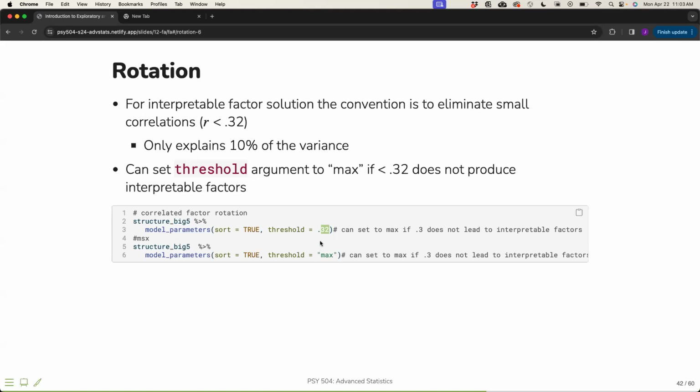So that can make things more interpretable, but if that still doesn't make things interpretable, what we can do is set the threshold to max. That will make sure that we have a simple structure where only items with high loadings are loading on a particular factor.